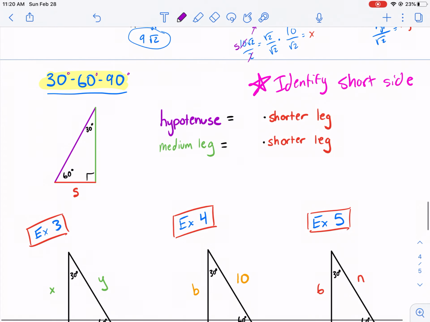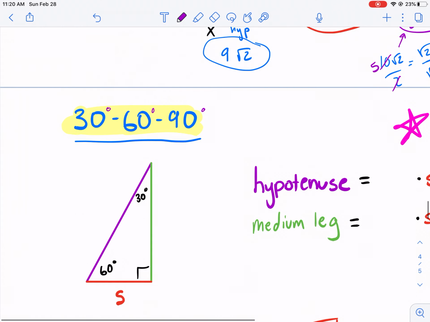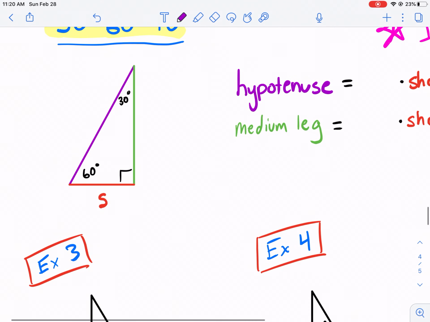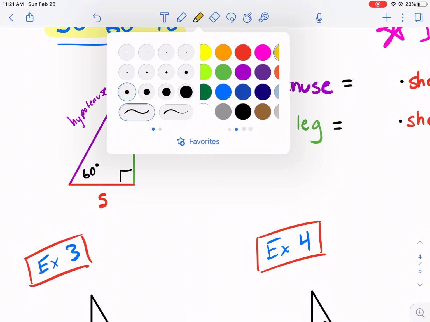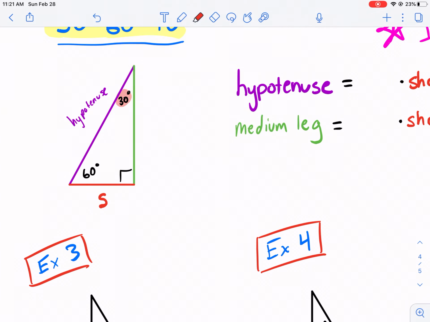Now, we have to identify a little bit more parts here. The other one, we just had legs that are equal and then a hypotenuse. This one, we still have a hypotenuse. But now we have two different size legs. The smaller leg is going to be the one that's opposite the smaller angle. Okay, so there's the 30-degree angle. The 30-degree angle points to the shorter leg.